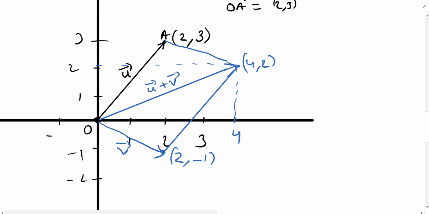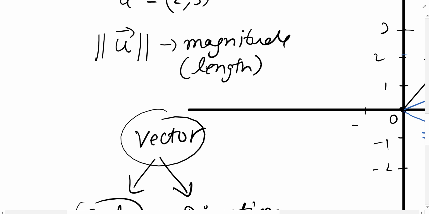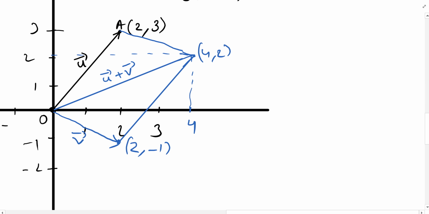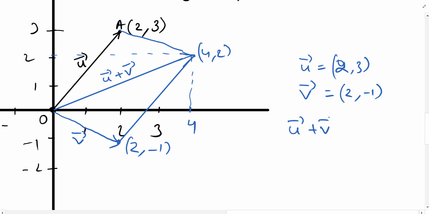Let me write down all of them. Your u vector is 2, 3. The v vector is 2, -1. And u plus v is, no need of brackets, the sum of corresponding coordinates: 2 plus 2 is 4, and 3 plus -1 is 2. And that's what we got there.